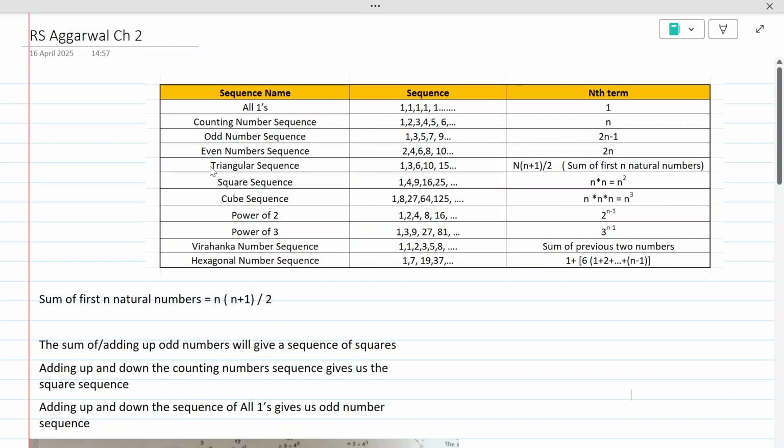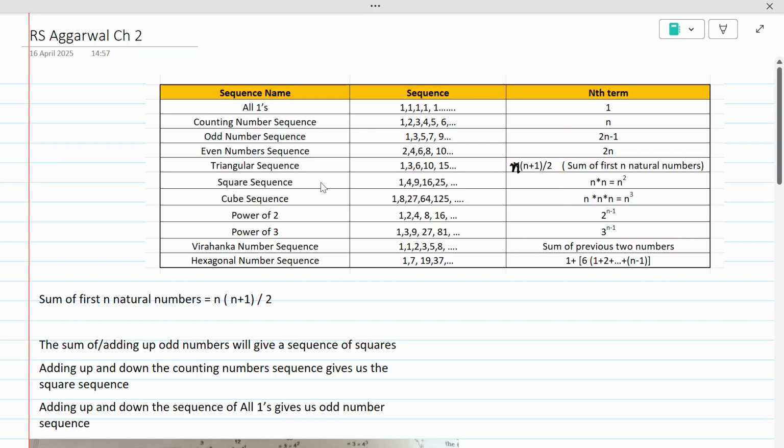Next, we have a triangular sequence which we represent as 1, 3, 6, 10, 15. And if we want the nth term, then it will be given by the formula sum of the first n natural numbers, which is n into n plus 1 divided by 2. So if I need the 10th term, I will write 10 multiplied by 10 plus 1, that is 11, and divide by 2. So the answer will be the 10th term of the triangular sequence.